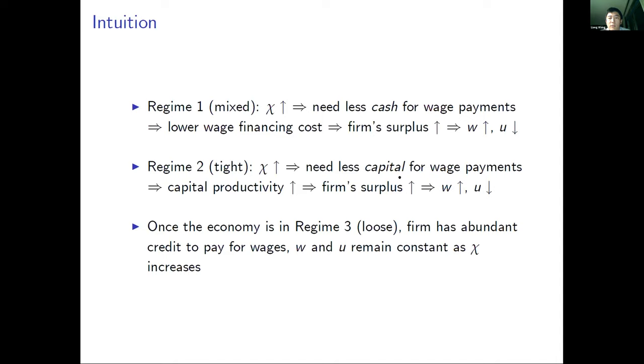Once the economy is already in the loose payment scenario, the firms already have abundant credit. So in this case, changing chi doesn't really affect the equilibrium.